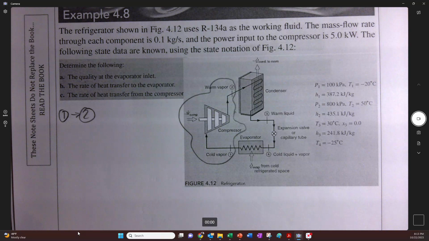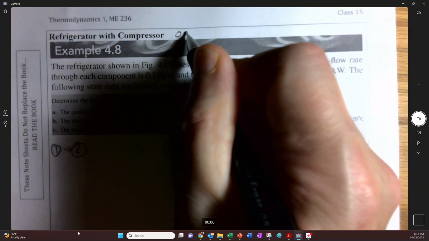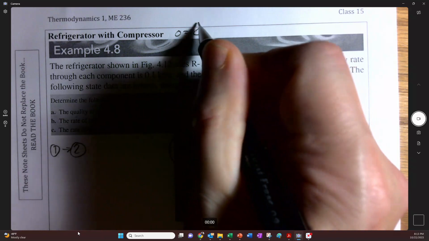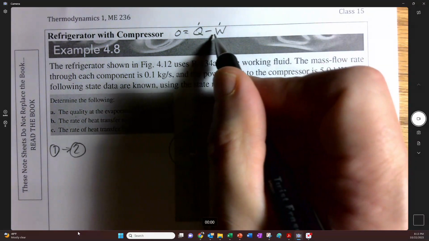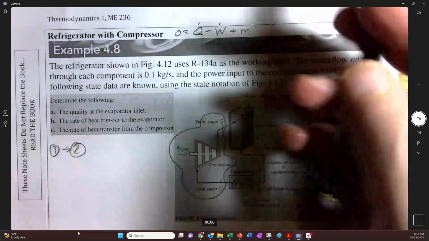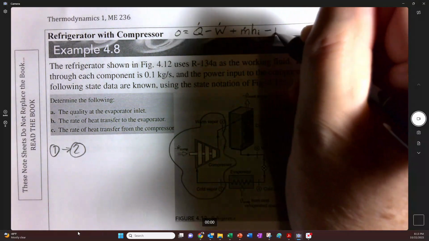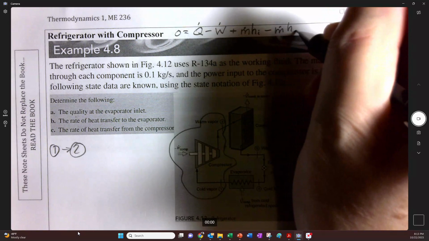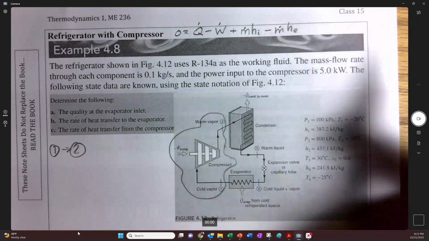Okay, so in the previous one we did it on a per mass basis, but here we do know the mass flow. So we can go ahead, and here's the main equation that we're going to use. We're going to have Q dot minus W dot plus, and I could put summations, but there's only one of them, m dot h_i minus m dot h_e, and we can usually just write m dot (h_i minus h_e).